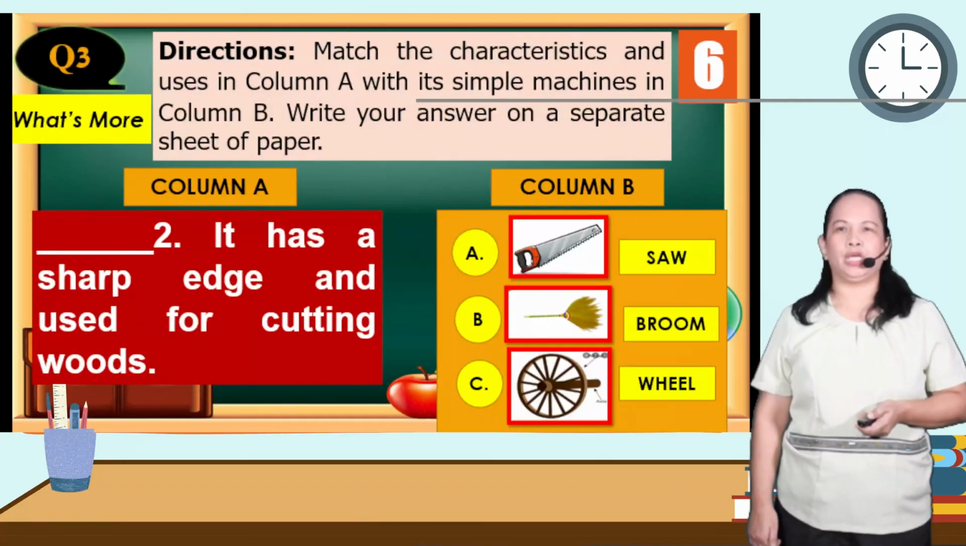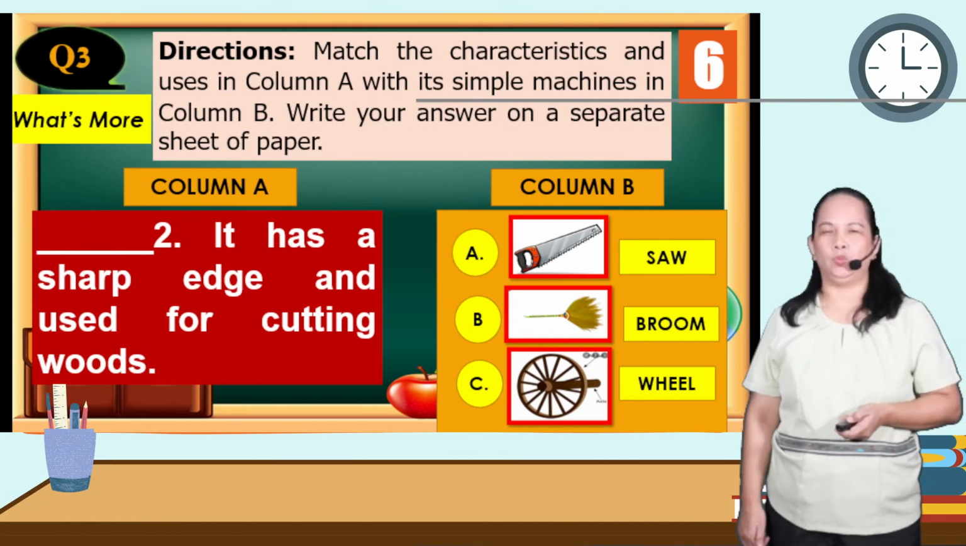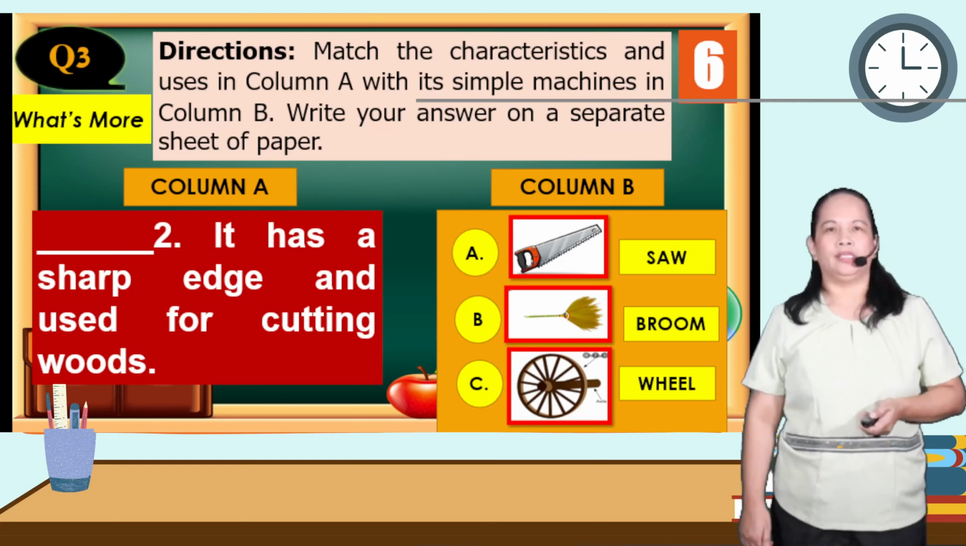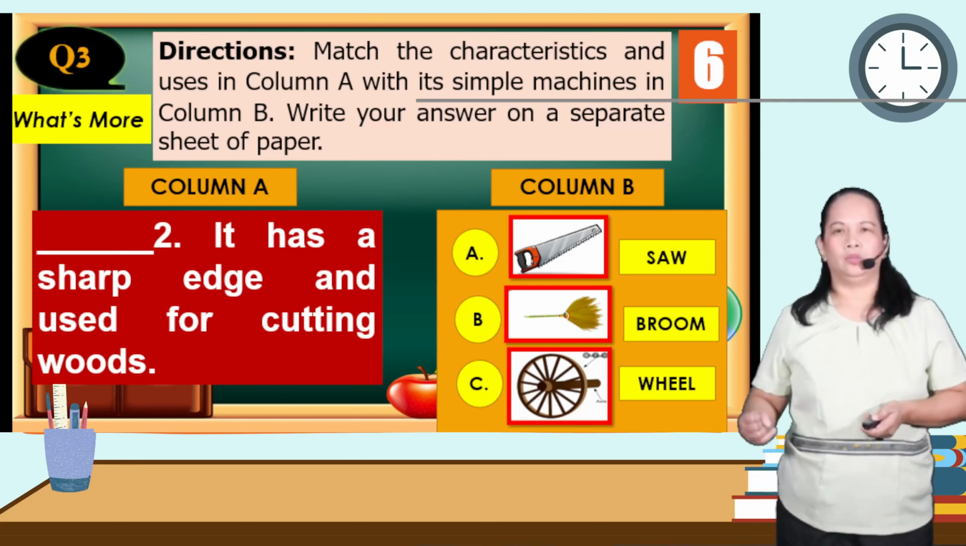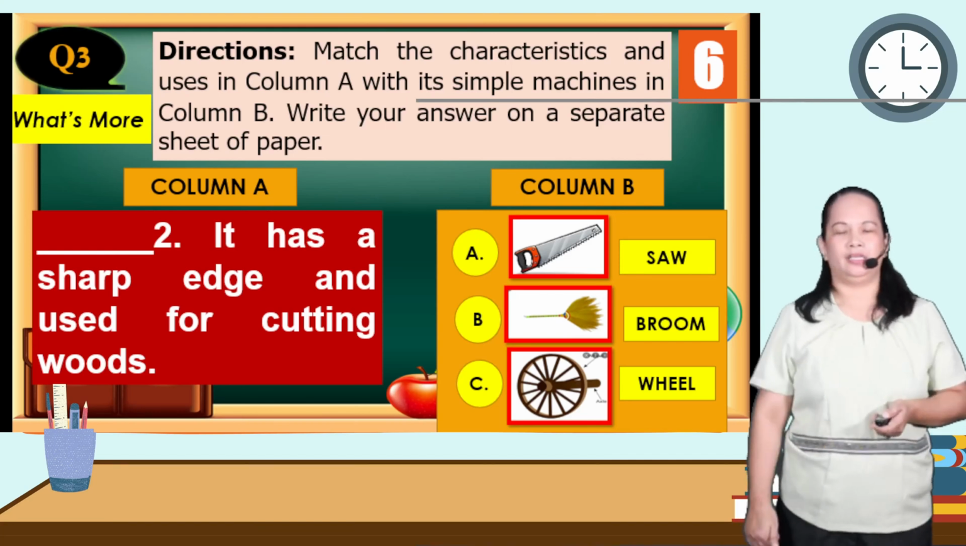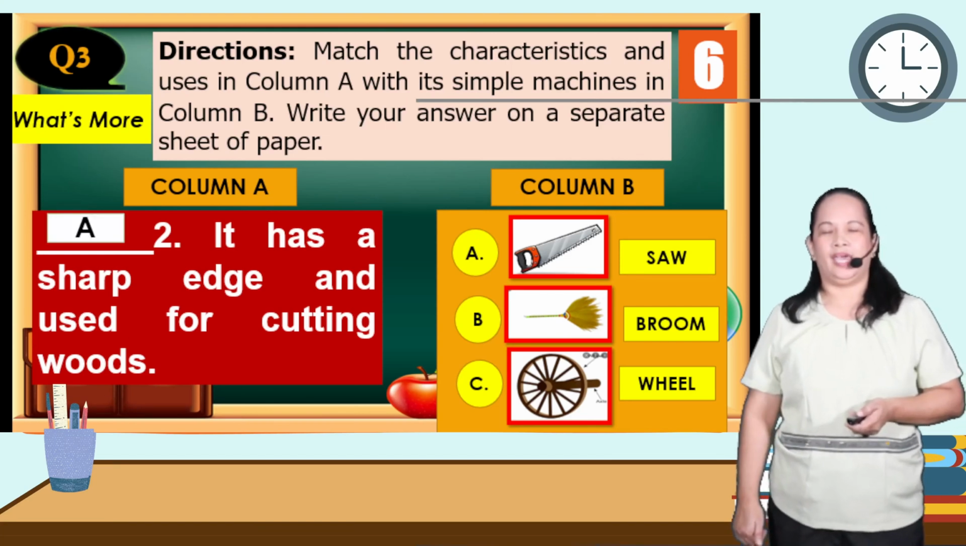It has a sharp edge and is used for cutting wood. Is it A, saw, B, broom, or C, wheel? 1, 2, 3, 4, and 5. Okay, the correct answer, grade 6 learners, is letter A.